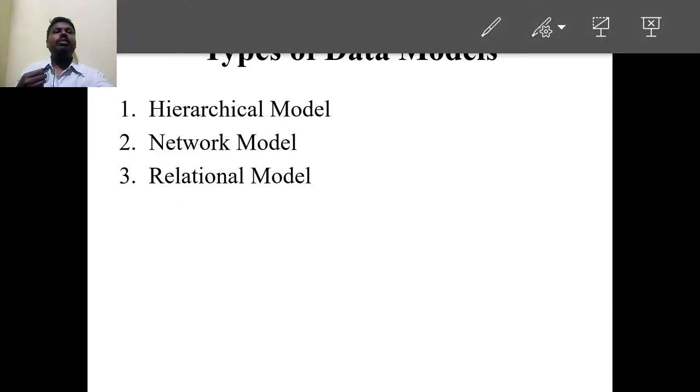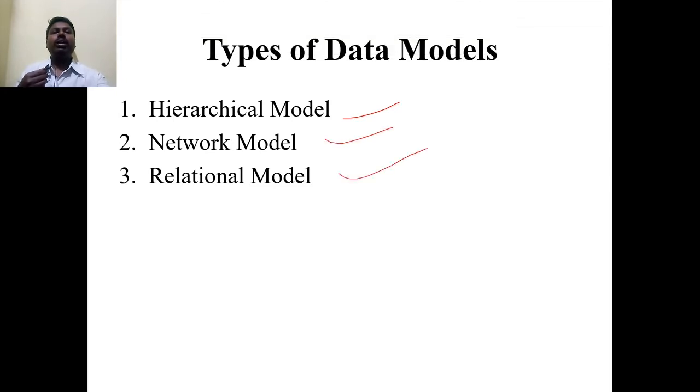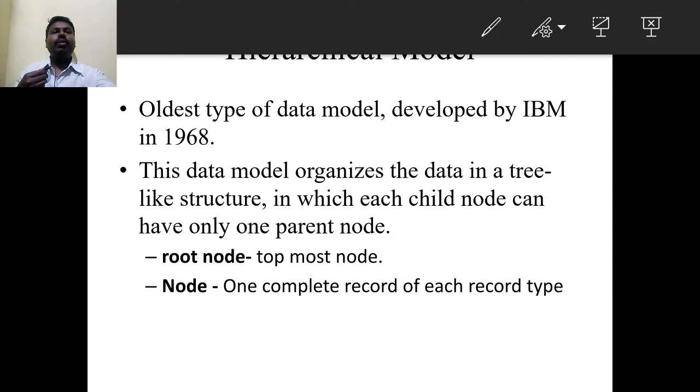Next, types of data models. There are three types of data models available in the database. The first one is the hierarchical model, the second one is the network model, the third one is the relational model. We will see them one by one.